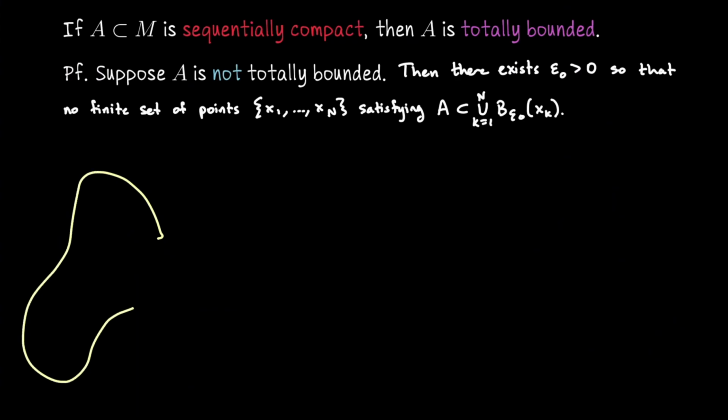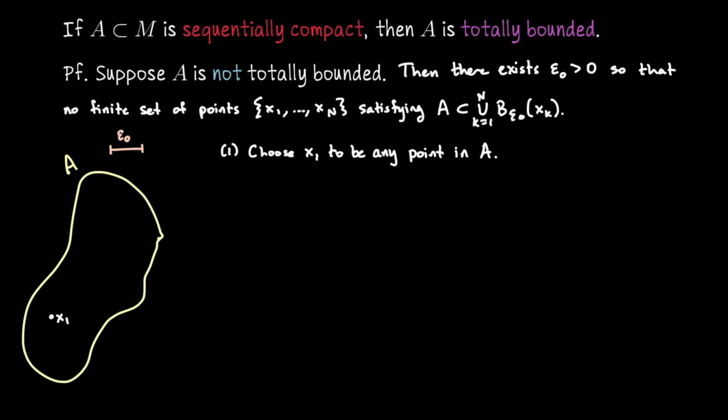It's going to be helpful here to have a picture. So again, imagine this is A. And imagine this is our radius, epsilon naught. What we're going to do is build up a sequence. Let me show you how to choose all of the points in the sequence. Step 1 is to just choose the first element in the sequence to be any point in A. Now let me imagine drawing the neighborhood around it with that bad radius. I know that this neighborhood does not cover A. If it did, then x1 would be a singleton set covering A with just a single neighborhood. So there has to be some of A in the exterior of this neighborhood.